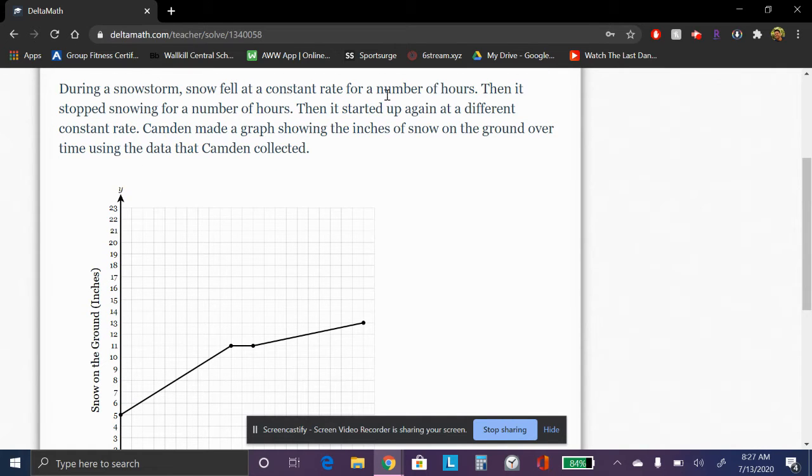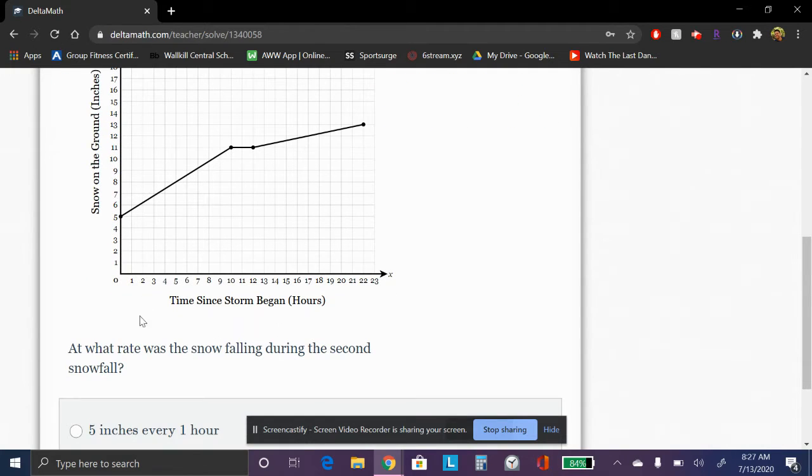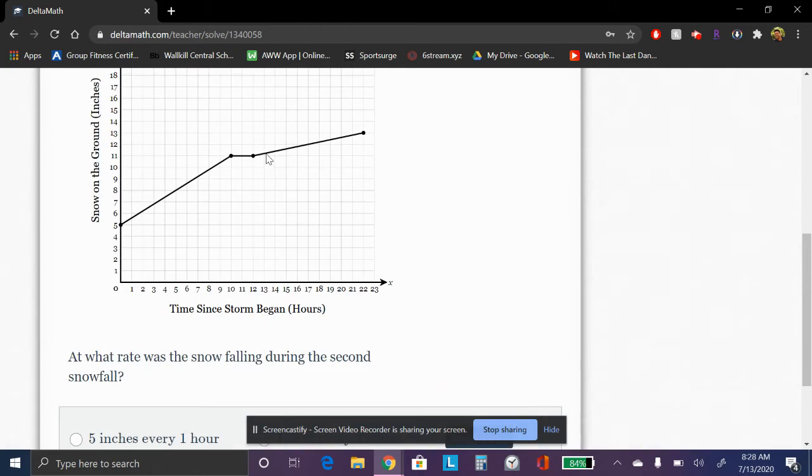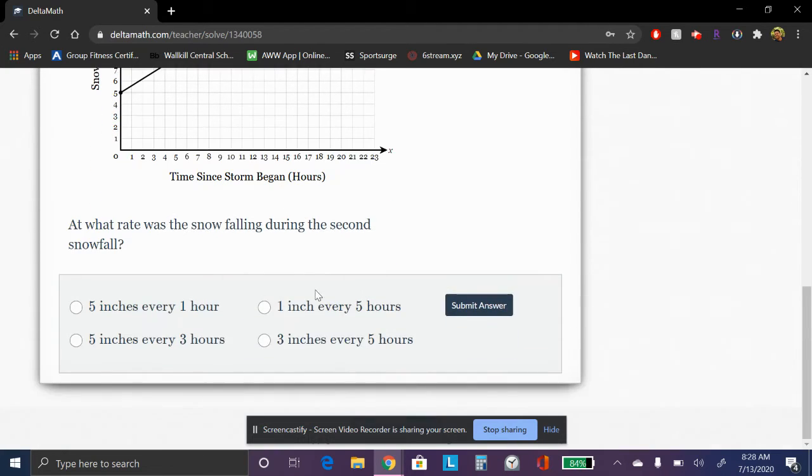Another scenario, snow fell at a constant rate, then it stopped, then it started again. This time it's asking us, at what rate was the snow falling during the second snowfall? So this is the first one. Let's look at the second. The second, it looks like it went up 1 inch every 1, 2, 3, 4, 5 hours. So 1 inch, or I'm sorry, 1 inch every 5 hours, right? Because we're going right, that means these are hours, 1 inch every 5 hours. Look at our choices here, 1 inch every 5 hours.